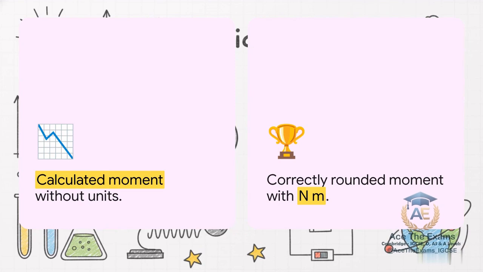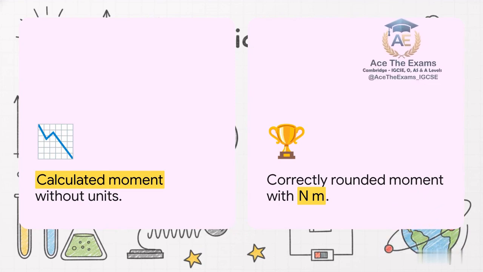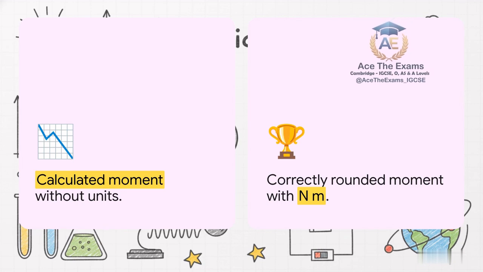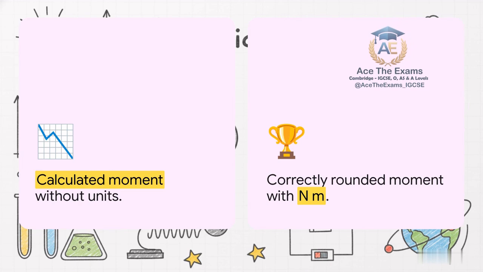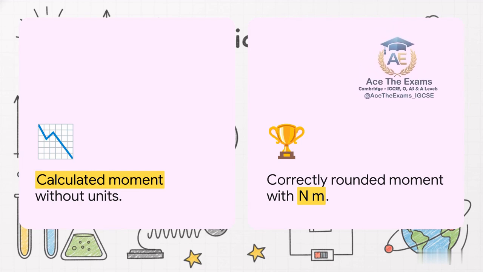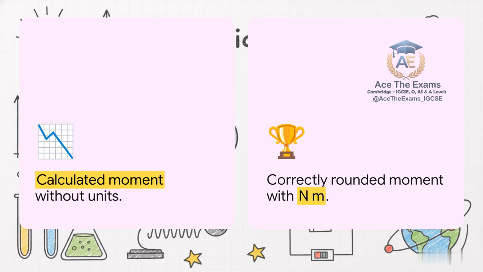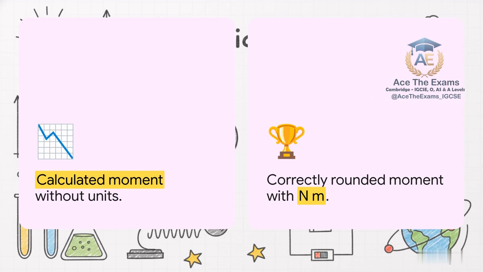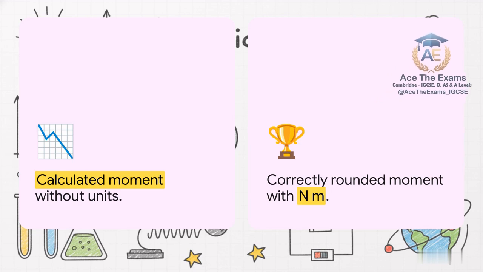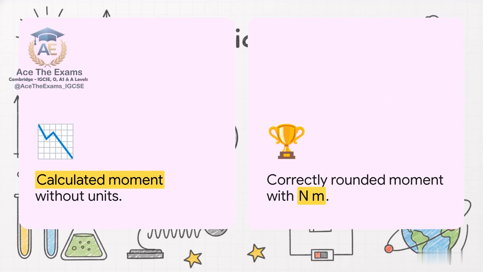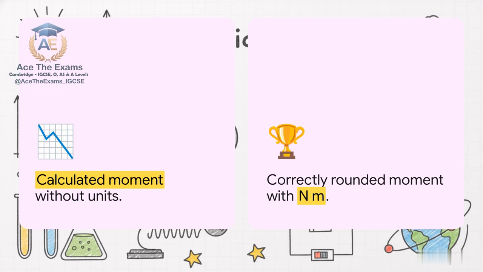Notice the massive difference here. If your final calculated moment is like the one on the left, just the raw number 40 sitting there, you lose the final accuracy mark. Poof, gone. But the right side, that is what guarantees the grade boundary. It's the correctly substituted and rounded moment with Nm, Newton meters, attached to it. Or if you used centimeters, Ncm. You must explicitly show the examiner that you understand a moment is a combination of force and distance. The units are half the battle.